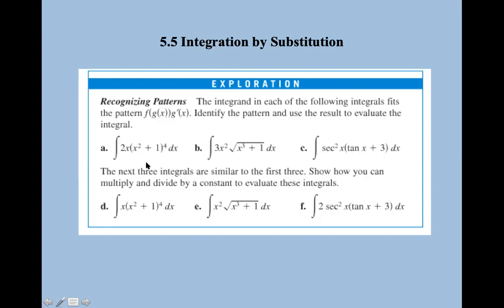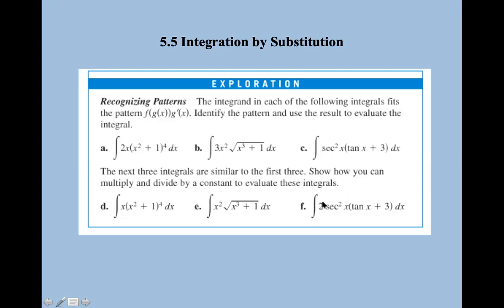All right. It says the next three integrals are similar to the first three. Show how you can multiply and divide by a constant. So we did some of these yesterday. My derivative here of the inside should be 2x. I don't have a 2x. If I put a 2 in, I would need to take a 1/2 outside the integral before I found the antiderivative. The next one is similar to this one up here. Notice we don't have the 3x squared here. We need it. If we put the 3x squared in, I need to take a 1/3 outside. All right, our last one, the derivative of tangent is secant squared. I have it, but I also have some extra information.